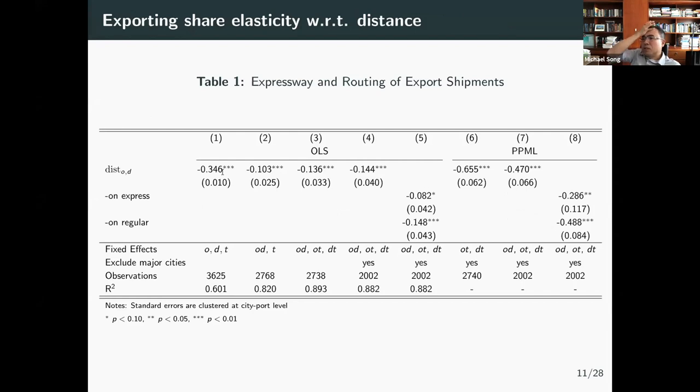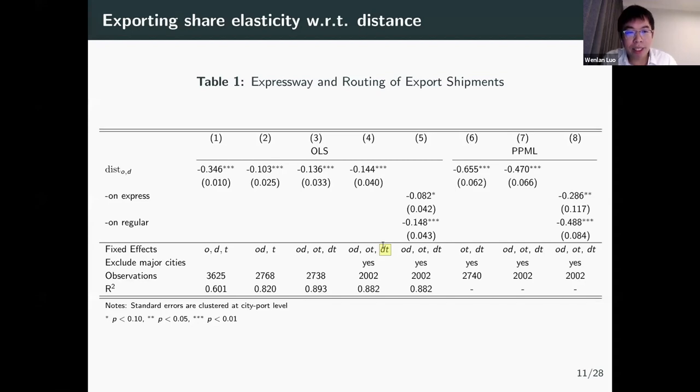So I can see a lot of things can happen at the port cities. So for instance, why an exporter chooses to go through Shanghai is probably just because the overall institutional environment there is better than the other cities, than the other ports. Yeah, exactly. So that's in port fixed effect, port time fixed effect. Right, exactly. So you have that, right? Yeah, so we control for port time fixed effect.